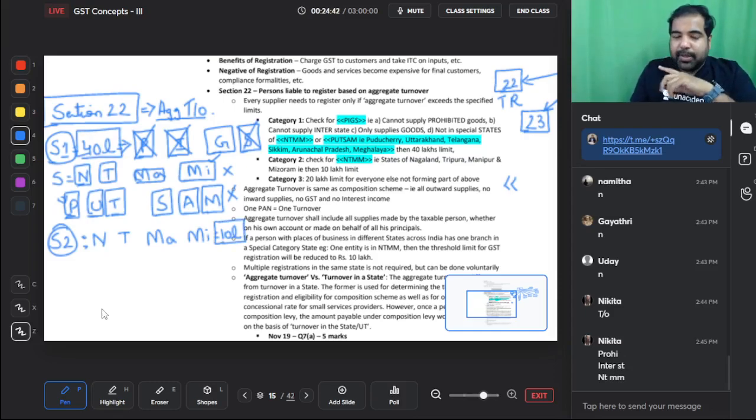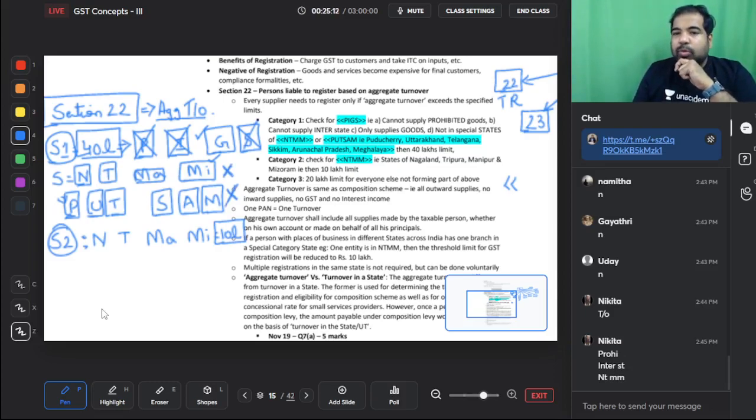The shortcut is PIGS. Let me repeat, guys. What is PIGS? You should not be dealing in prohibited goods. You should not be doing interstate supply. You should only be doing goods, and you should not be in some states. Which states you should not be in? NT-MAMI: Nagaland, Tripura, Manipur, Mizoram. And PUT-SAM: Puducherry down south, Uttarakhand up north, Telangana down south. And SAM is in the northeast: Sikkim, Arunachal Pradesh, Meghalaya. You should not be in these states. If that is fulfilled, all 4 conditions, 40 lakhs.